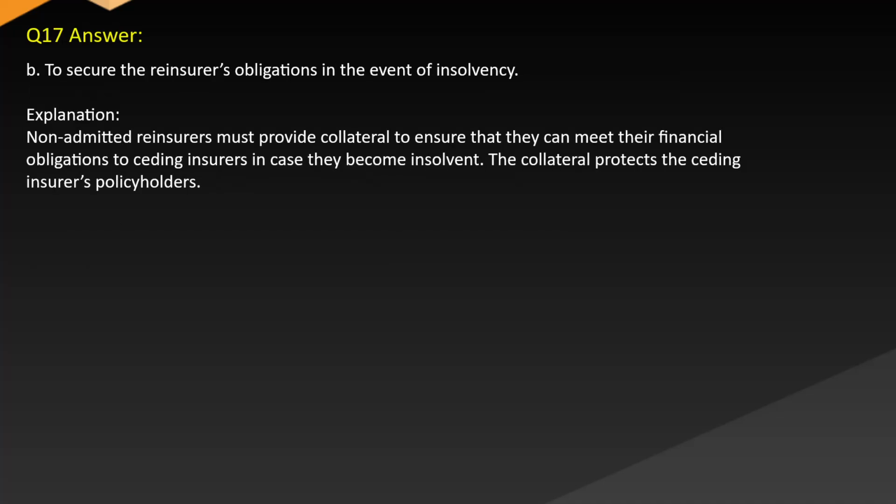Answer B. To secure the reinsurer's obligations in the event of insolvency. Explanation. Non-admitted reinsurers must provide collateral to ensure that they can meet their financial obligations to ceding insurers in case they become insolvent. The collateral protects the ceding insurer's policyholders.